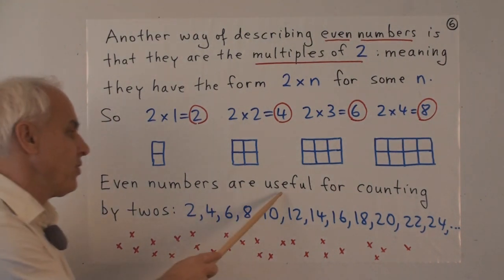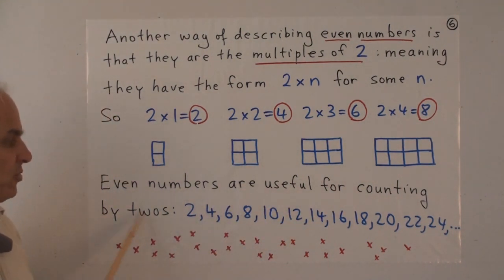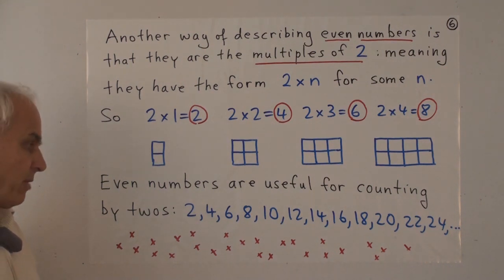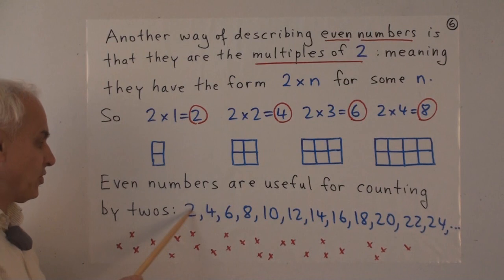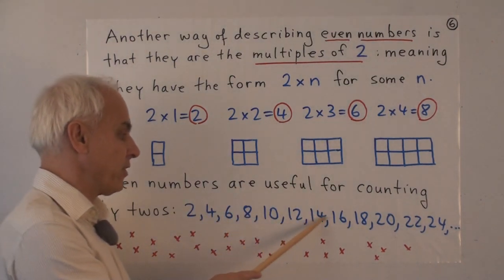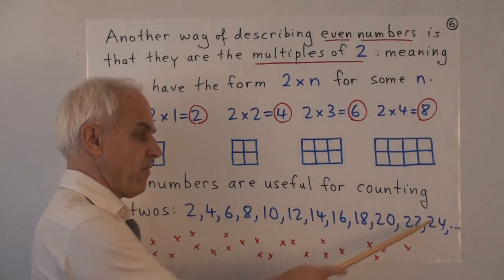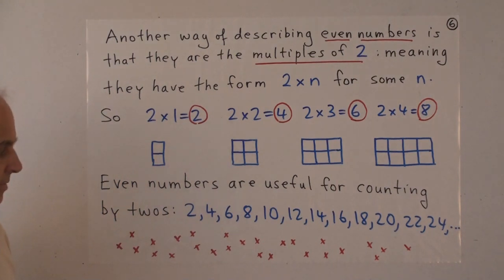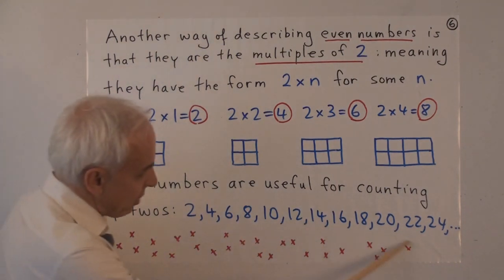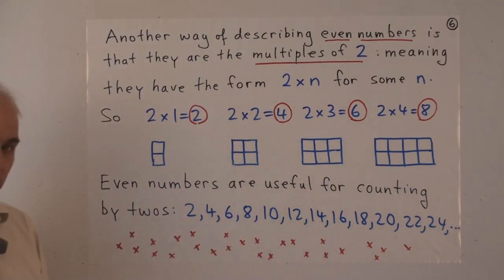The even numbers are useful for counting by 2s. So counting by 2s means, well, we ignore the odd numbers. 2, 4, 6, 8, 10, 12, 14, 16, 18, 20, 22, 24, etc. So for example, if we wanted to count all these little stars here, well, we could do 1, 2, 3, 4, 5, 6, and so on. That's the usual counting by 1.